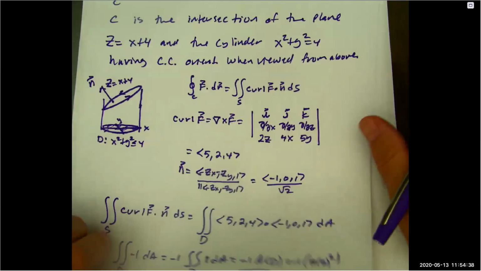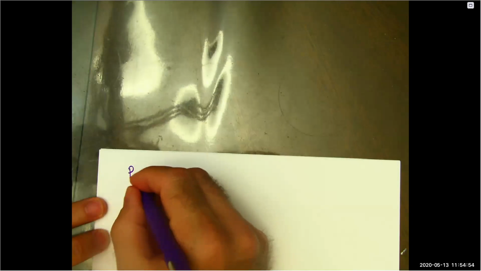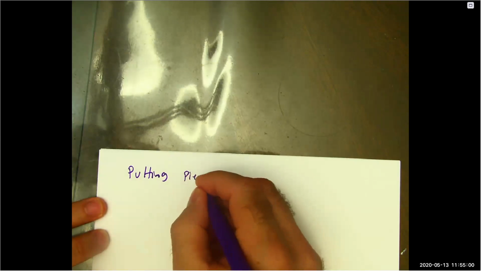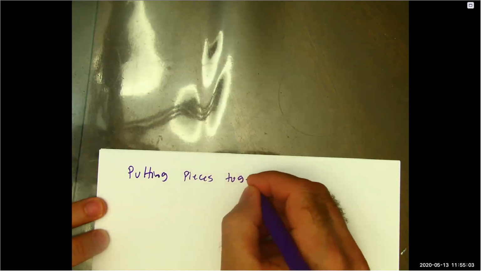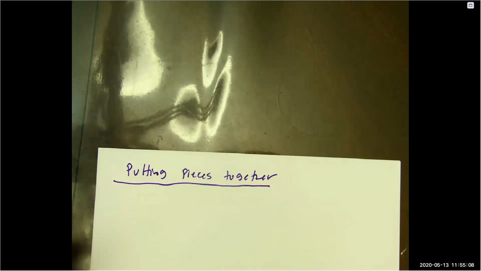All right, so what I would like to do is put some of the pieces together that we've been talking about in this class. Meaning various concepts that we've been talking about, we're going to see how they're related to each other with the theory that we have. And so the first thing we're going to look at is that Green's theorem is a special case of Stokes' theorem.